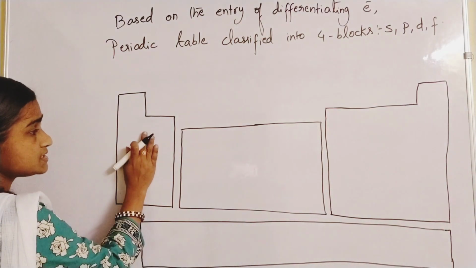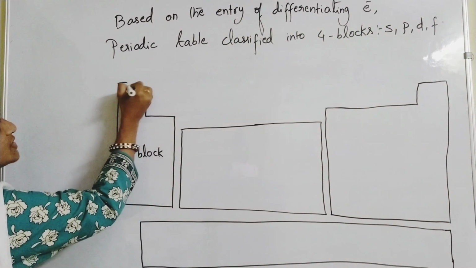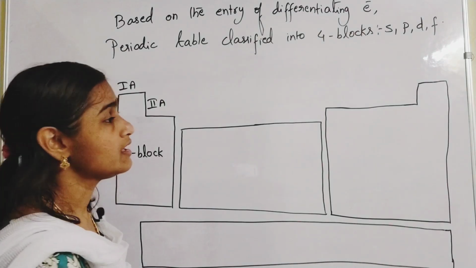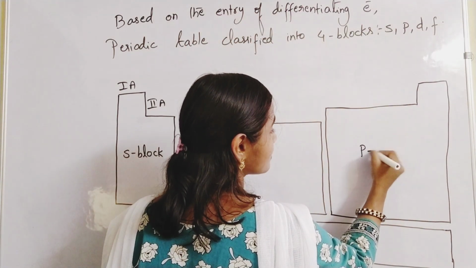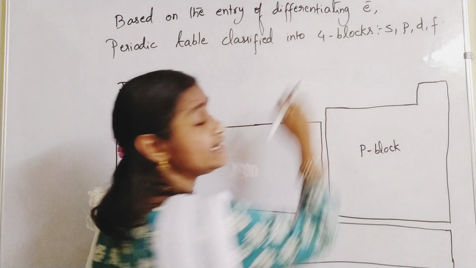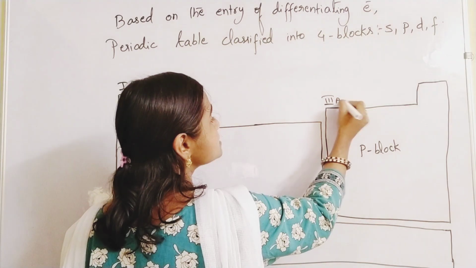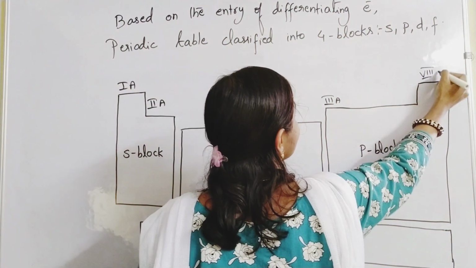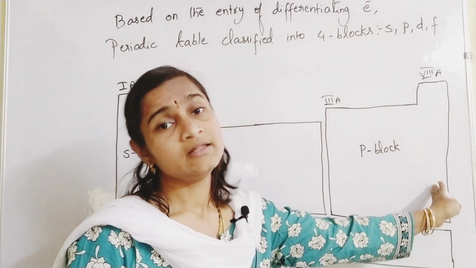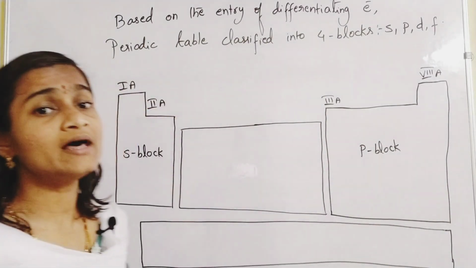This you call the s block, s block elements. In this you will find 1A group elements and 2A group elements. And this you call the p block, based on the entry of the differentiating electron. Here 3rd A group to 8th A group elements will be in the p block. For all of these elements, the differentiating electron is entering into the p subshell. That's why they are categorized as p block.